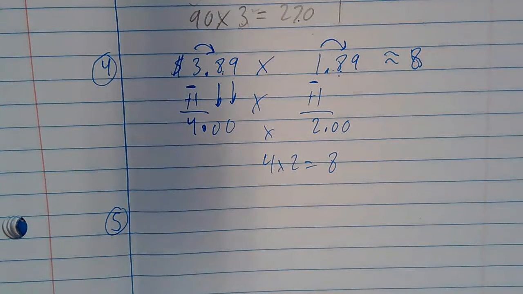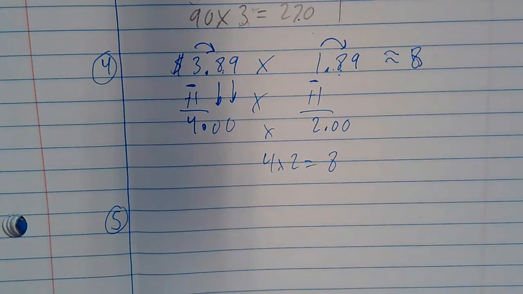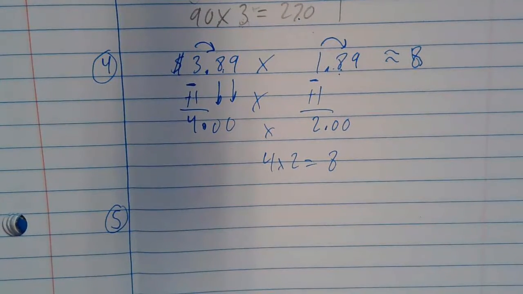Greg has 52 megabytes left on his MP3 player. He wants to download 7 songs that each use 7.9 megabytes of memory. He estimates that he will need 56 megabytes of memory. Is his estimate reasonable? Explain your reasoning.